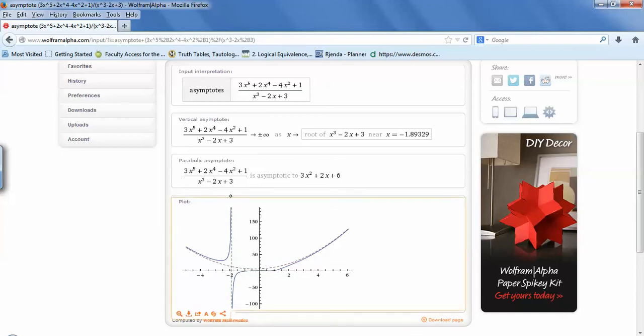The other thing you notice is there's this dotted parabola here. It's not a horizontal asymptote. It's a parabolic asymptote instead. It tells us that it's asymptotic to this quadratic that we found. That was our quotient, right? So my question is, why does it have a parabolic asymptote? And why does it start to look like this parabola way out at the ends?